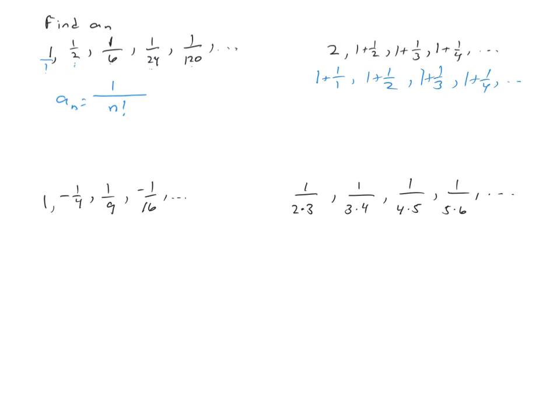So if I take a look at that, I can see a sub n, in this case, is going to be 1 plus 1 over n. The next one I have is what's called an alternating sequence because it is alternating between positive and negative. Now, when you see that happening, we know that it's going to involve negative 1 to a power.